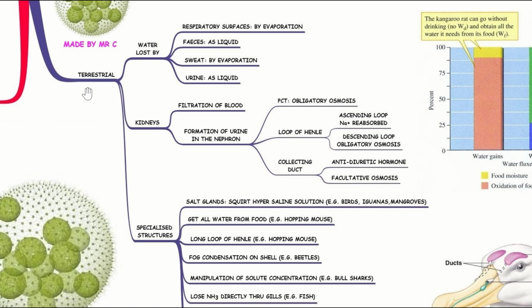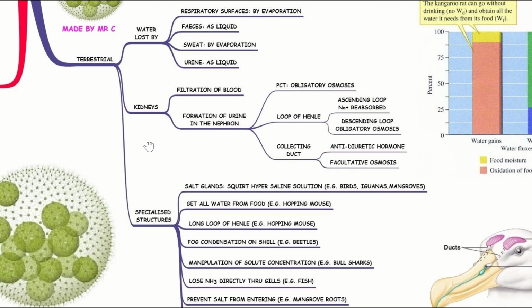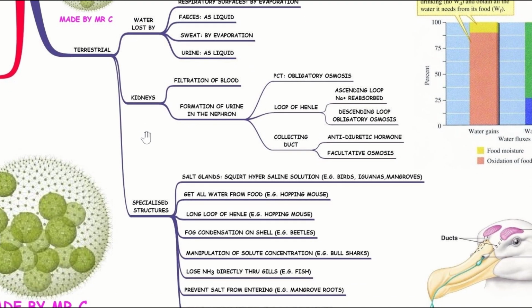And if you're a terrestrial organism, you're going to lose water a number of ways. You're going to lose it through your respiratory surfaces via evaporation. You're going to lose it as a liquid in your feces. You're going to lose it via evaporation in sweat. And you're also going to lose it in urine as a liquid. Okay, now the kidneys. The kidneys are the ones that make the urine and therefore decide how much water is going to be lost as urine.